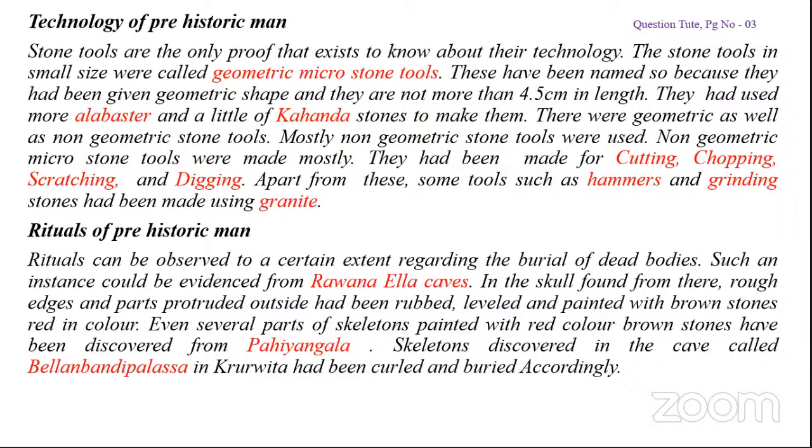See the information we wrote in the short note. At Pahiyangala we find skeletons painted with the brown stones, so that has been included here. A student says: Sir, skeletons discovered in the Anuradha cave, called Bellanbandi Palassa in Kuruwita. That's wrong, so that answer is wrong. We have to correct it, because I made that mistake when I was making this. It's not Anuradha. It's Batadomba Lena, the last blank.